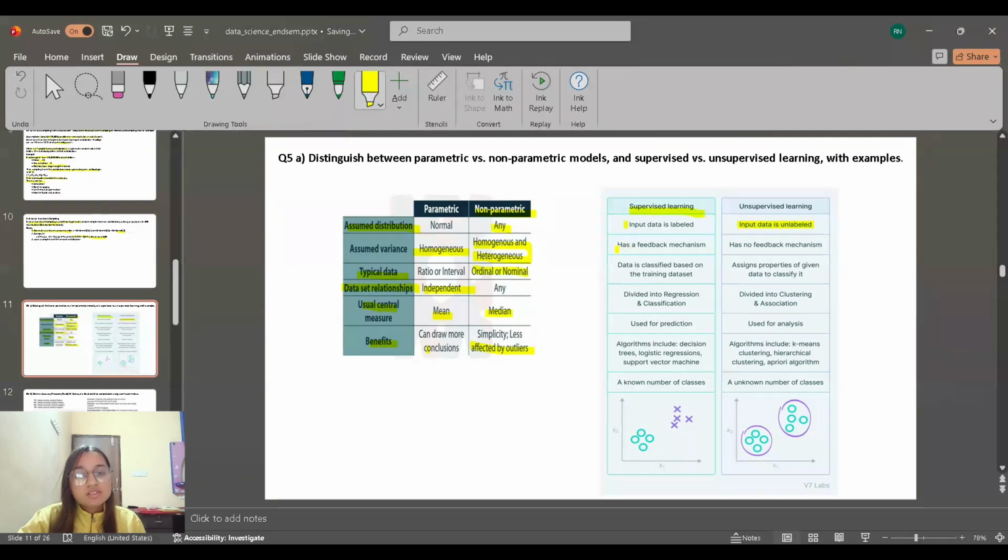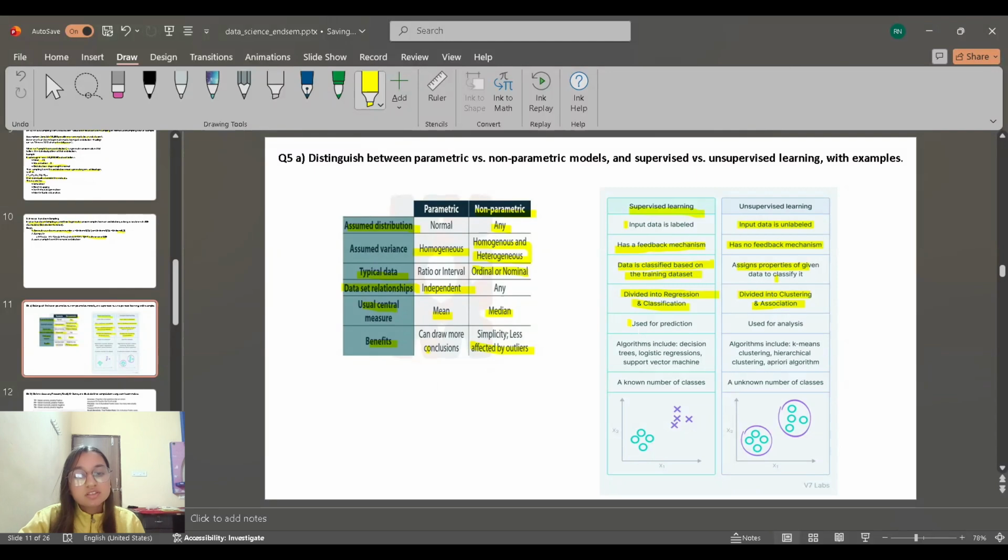In supervised learning, it has a feedback mechanism, and in unsupervised learning, it has no feedback mechanism. In supervised learning, data is classified based on a training dataset, and unsupervised learning assigns properties of the given data to classify it. Supervised learning is divided into regression and classification. Unsupervised learning is divided into clustering and association.